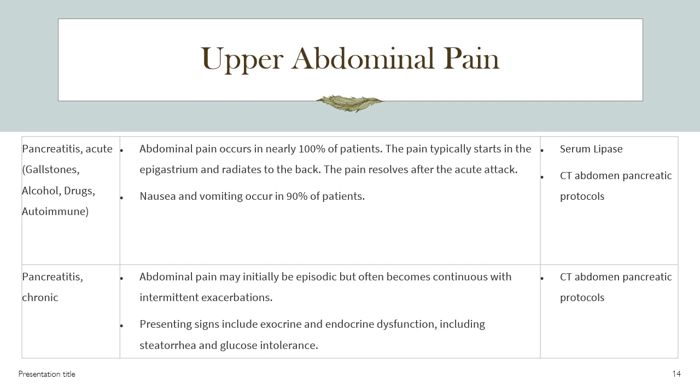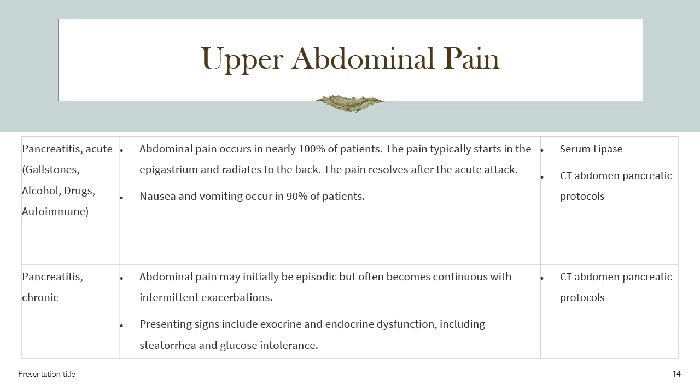Second thing, chronic pancreatitis. Abdominal pain may initially be episodic but often becomes continuous with intermittent exacerbations. Chronic pancreatitis patients have episodic pain. Sometimes the pain worsens, sometimes it subsides, and it comes and goes like that. Along with the abdominal pain, patients usually have some exocrine and endocrine dysfunction as well, like steatorrhea, malabsorption, and diabetes due to glucose intolerance. So send CT abdomen pancreatic protocol in that patient as well.